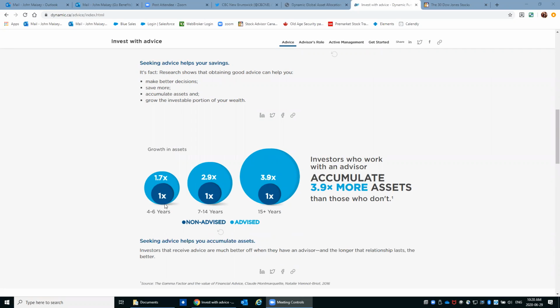The other thing that happens is the longer you work with an advisor, the more money you have. If you've been working with an advisor for 4 to 6 years, you have 1.7 times more money than someone who hasn't. Over a 15-year period, you have 4 times more money.